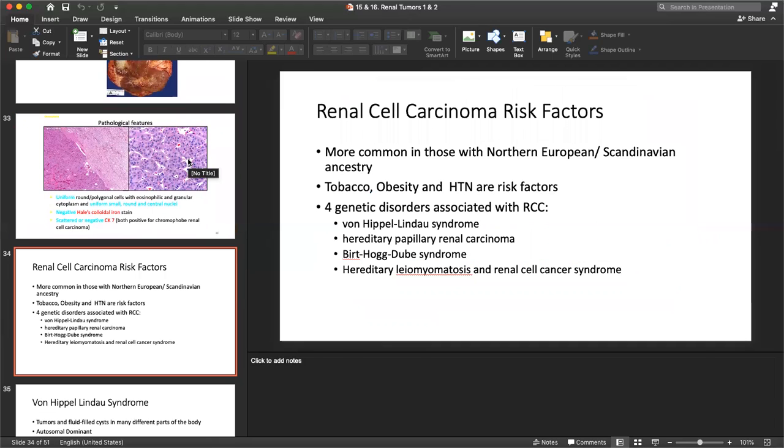Okay, renal cell carcinoma. Risk factors are going to be tobacco, obesity, and hypertension. And there's going to be 4 genetic disorders that are going to be associated with renal cell carcinoma.